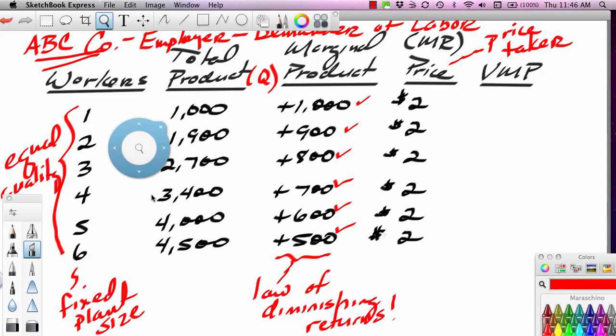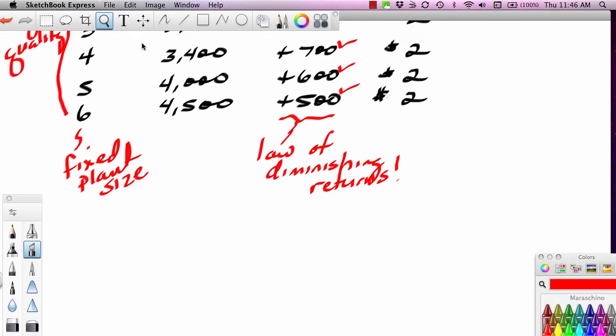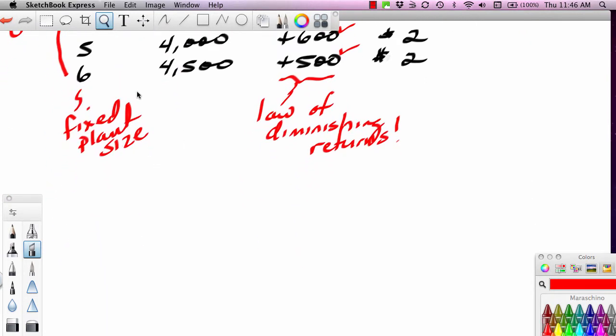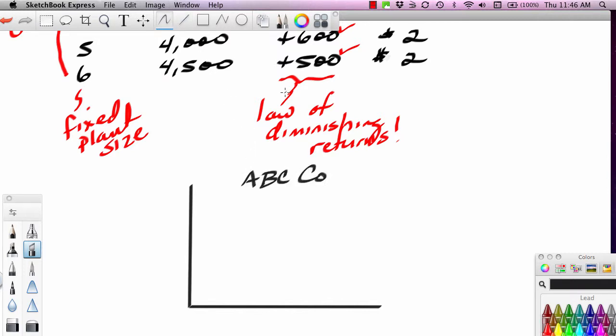If you recall, this takes us back a ways, but if we're talking about a purely competitive output market, this is what it looks like. So here's ABC Company, and I'm looking at the product side now. Here's the firm. And remember, if it's a purely competitive firm, the demand curve is horizontal. So here's the price. The price equals 2.